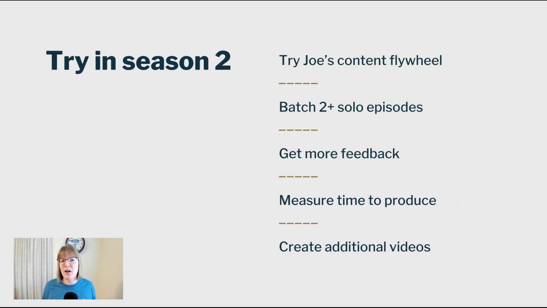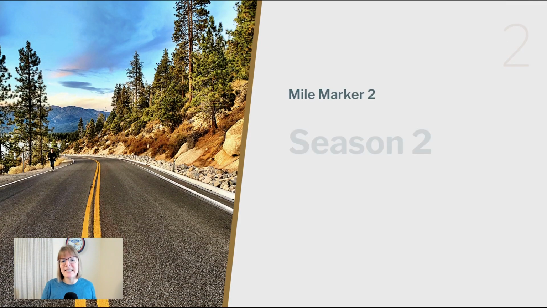Now, I do want to stop here on this slide where I noted some things I wanted to try in Season 2. So I wanted to try Joe's content flywheel in that he created a social post and then some content from there. I wanted to batch at least 2 solo episodes. I wanted to get more feedback from my podcast guests. I wanted to measure the time it took me to produce the podcast and create some additional videos. Now, I'm not going to tell you the results of that yet, but I will get to those points. But I just wanted to kind of recap where I wanted to go, and then we'll see if I actually got there or not.